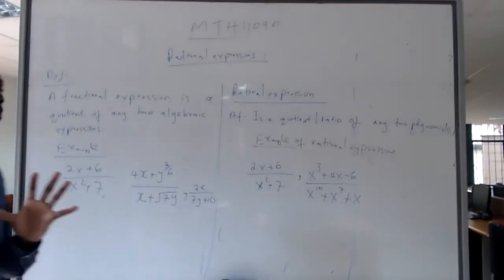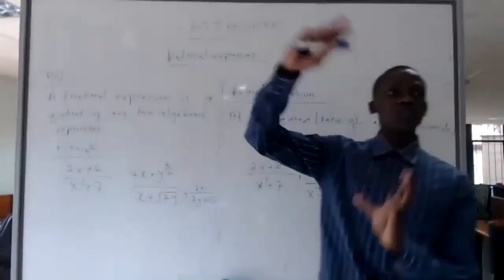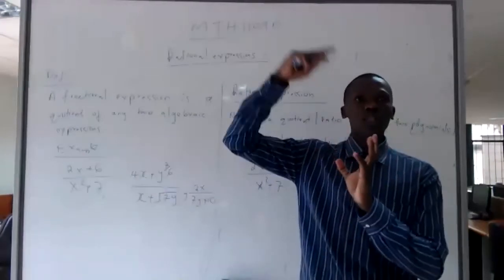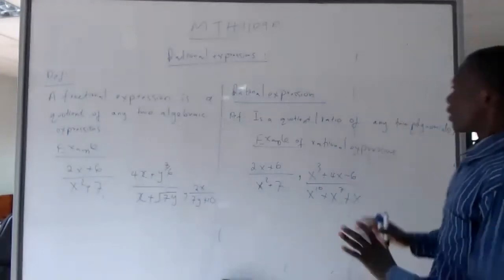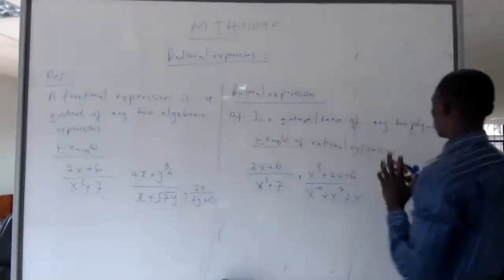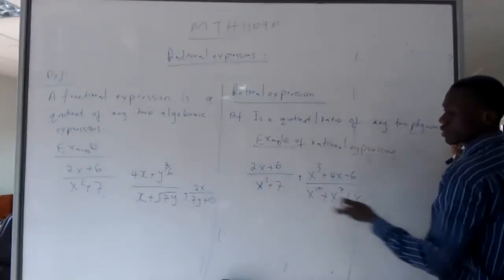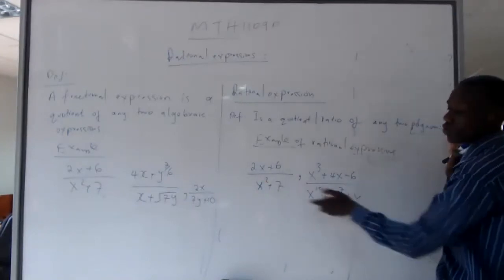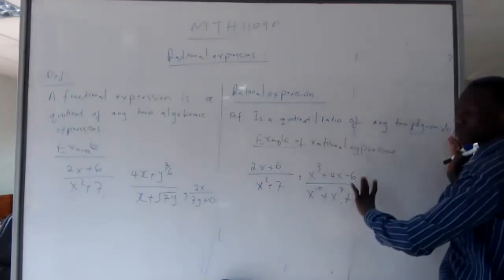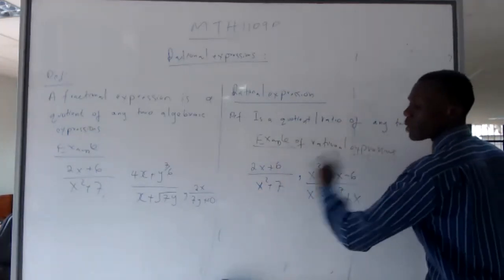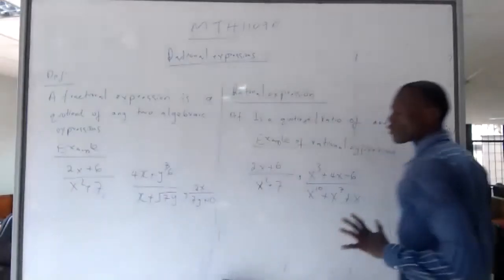So two things to remember. A fractional expression: just take any two algebraic expressions and write them as a fraction. A rational expression: you take polynomials and find the ratio or quotient. So a rational expression is a quotient of any two polynomials. The numerator and the denominator must be polynomials. Algebraic expressions don't have to be polynomials.